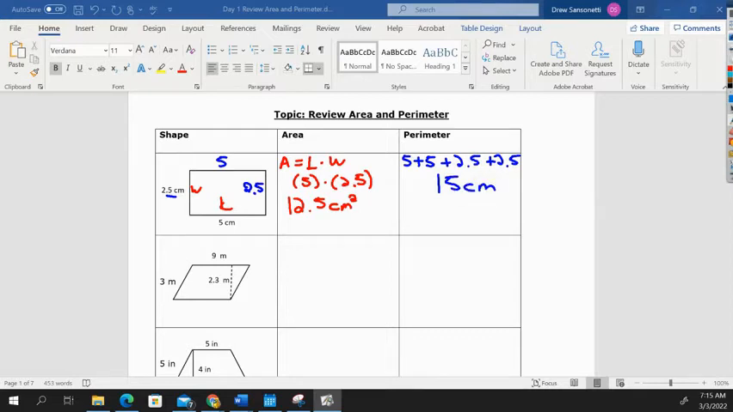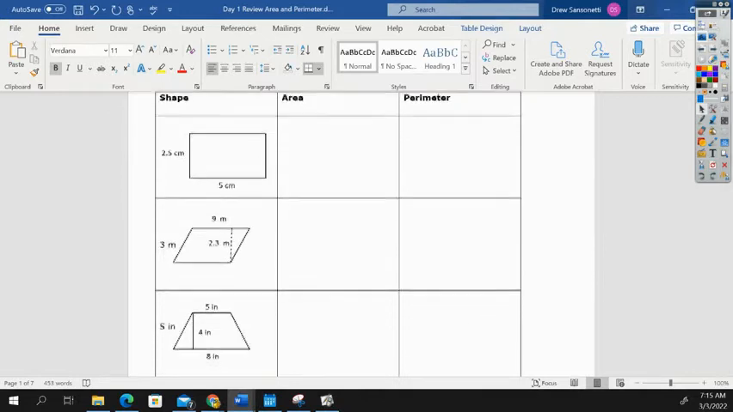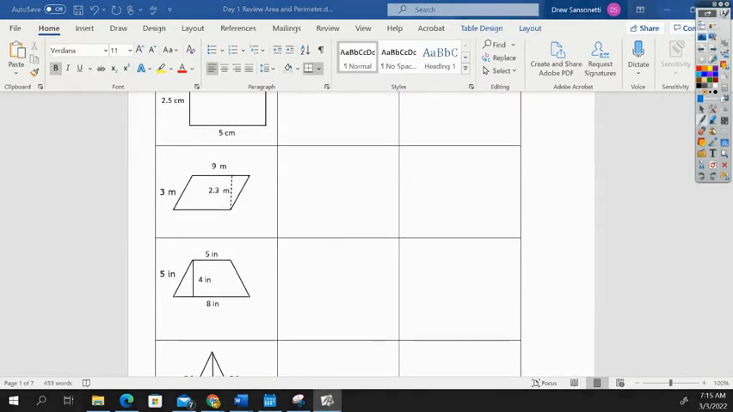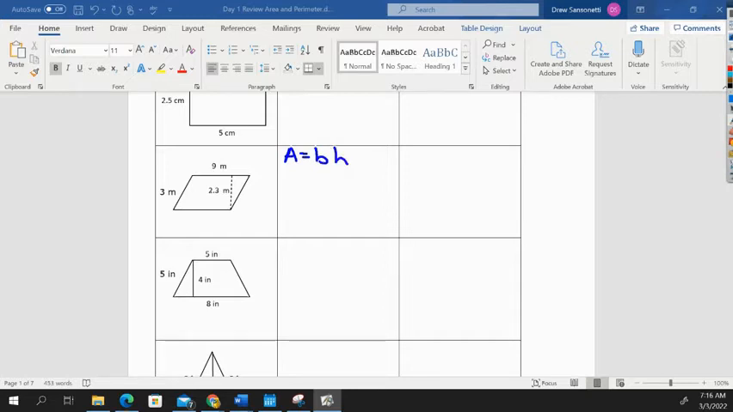All right, let's go ahead and look at our next one. We have a parallelogram. So find your parallelogram, find the picture that looks like this. And this formula is just area equals the base times the height. If you're ever unsure of which one's the base and which one's the height, look at your formula sheet. There's a picture, and they're going to show you. This picture shows me that the base is 9, and the height is 2.3.